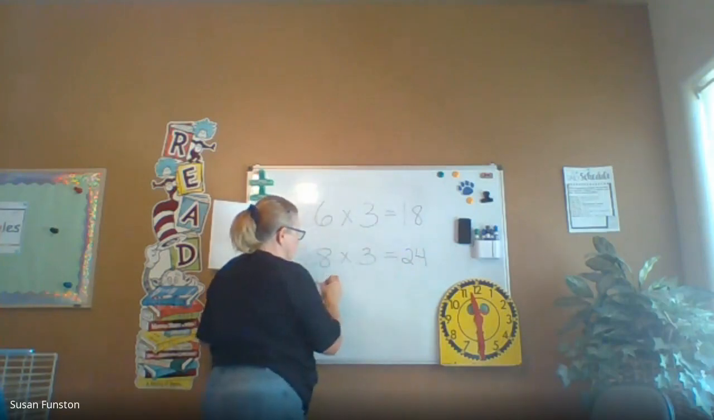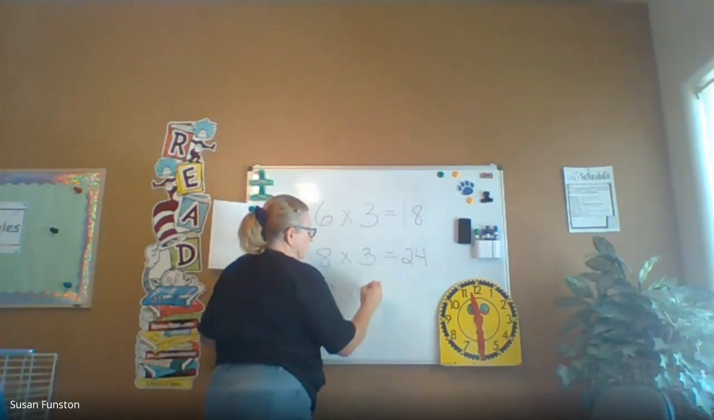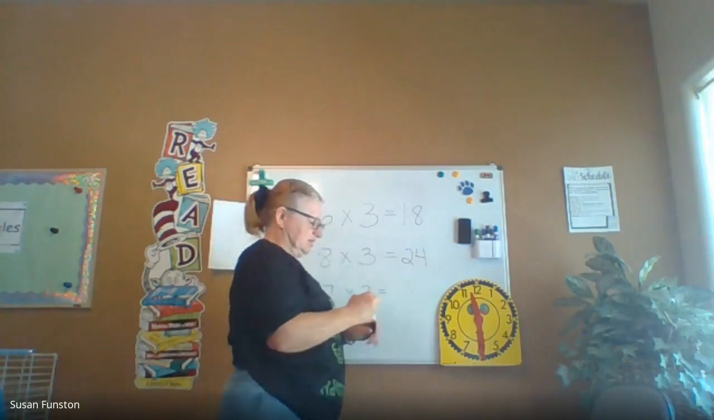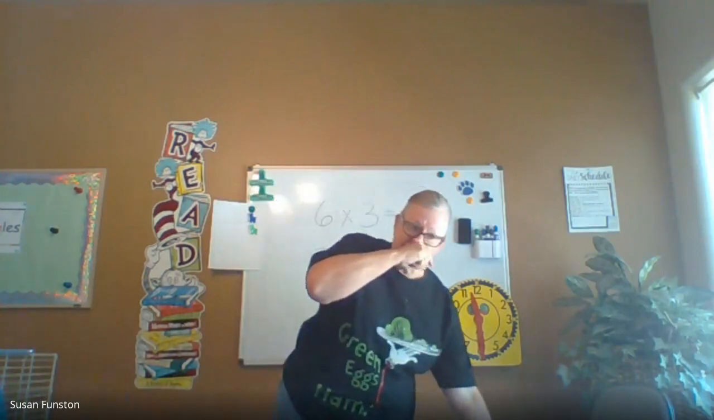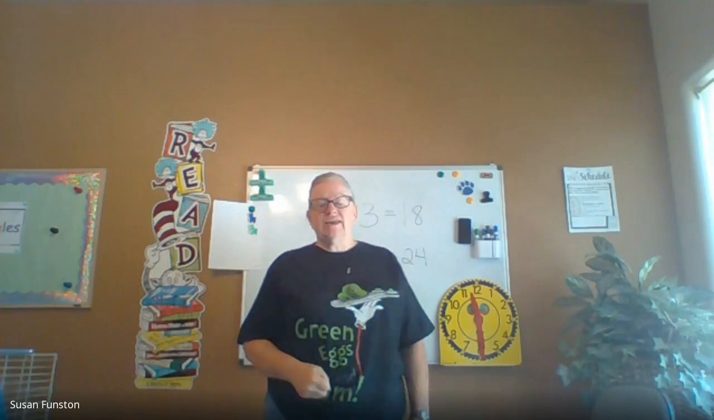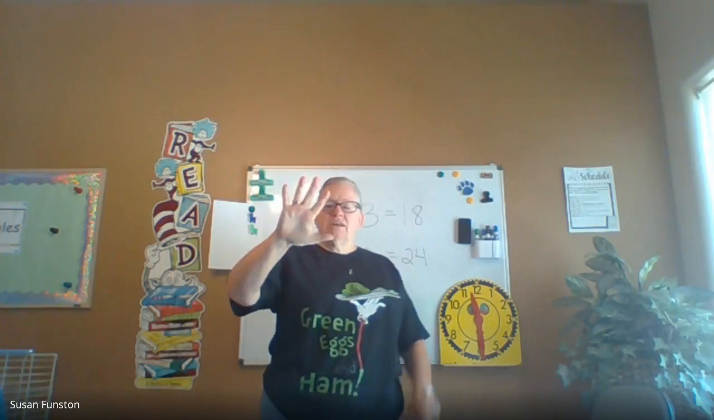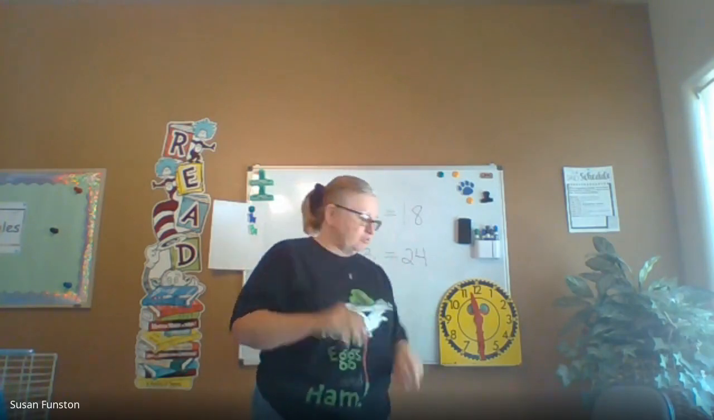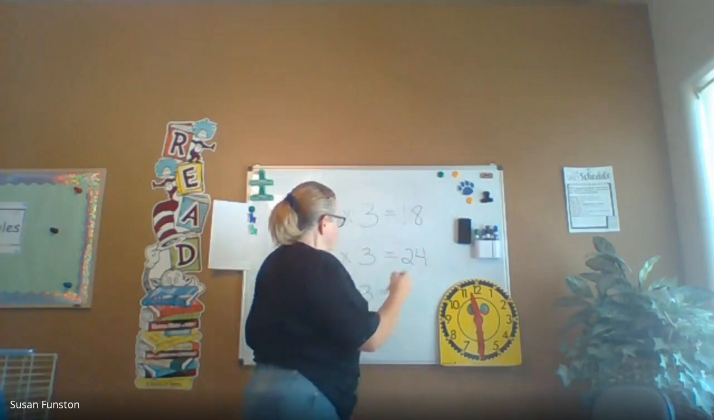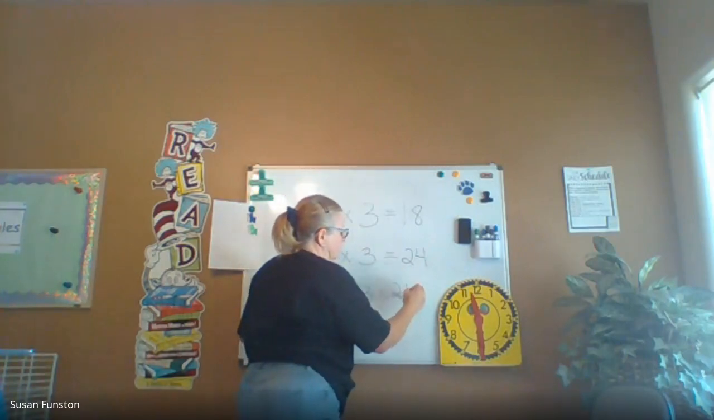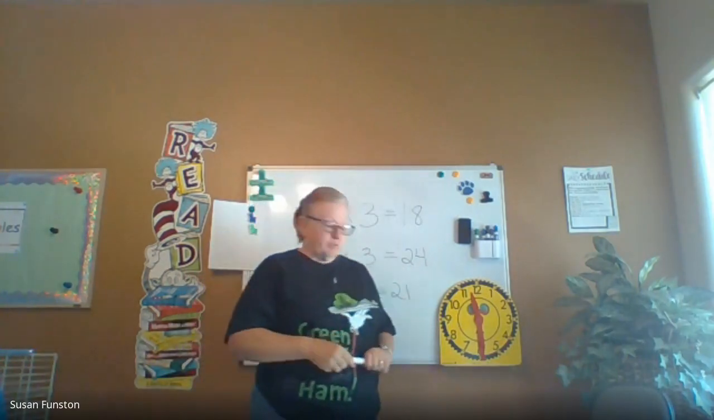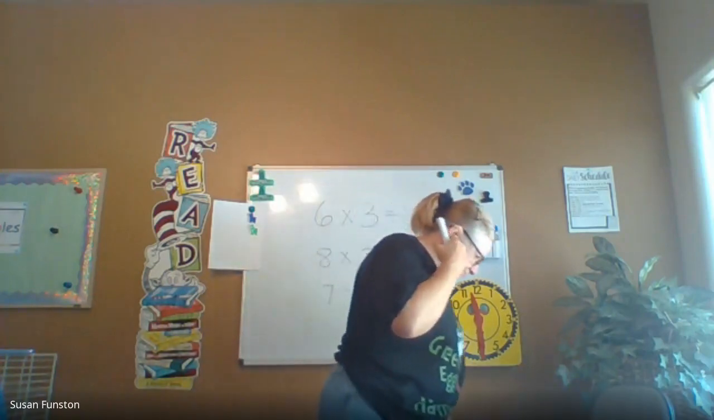Let's do one more. 7 times 3. So again, we can skip count by 3s, and we're going to have to do it 7 times. Ready? Count with me. 3, 6, 9, 12, 15, 18, 21. 7. I counted 7 times. How far did I get? To 21. So 21 is the answer to this multiplication problem, 7 times 3.